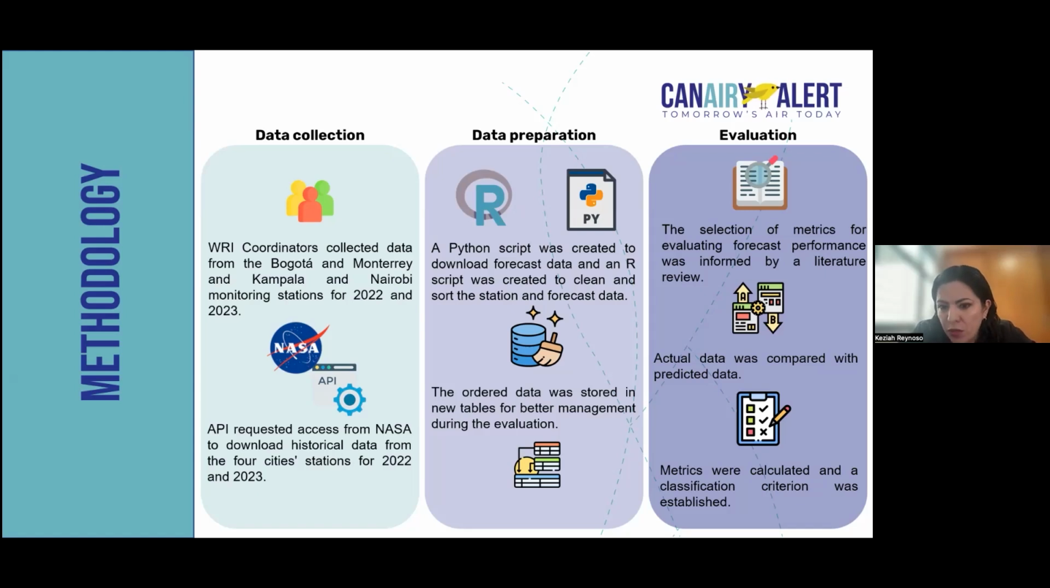As I said before, this was based on a review of the literature, where we found a group of metrics that I'll be talking about later on. And once we had the data, we compared the data with the basic metrics and with the time series, and then we calculated the metrics of the chosen group, and we created a classification criteria. This we did in order to define the performance of the model in each city by station.